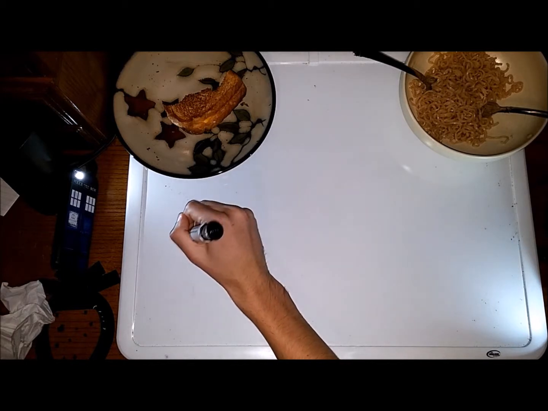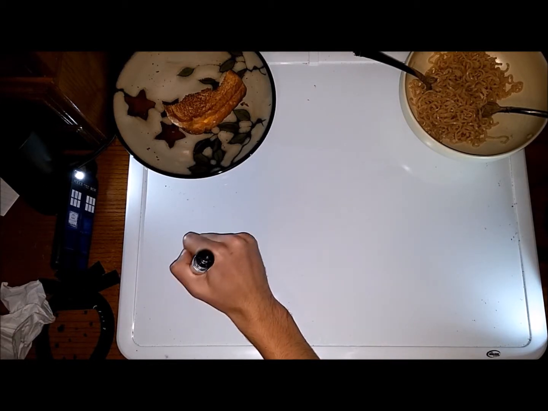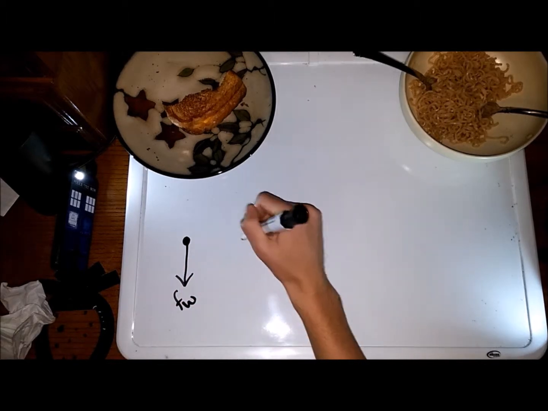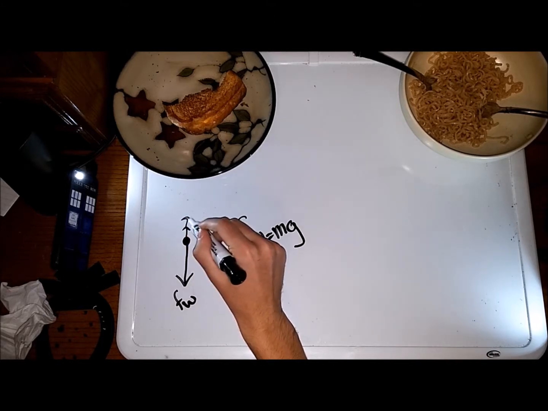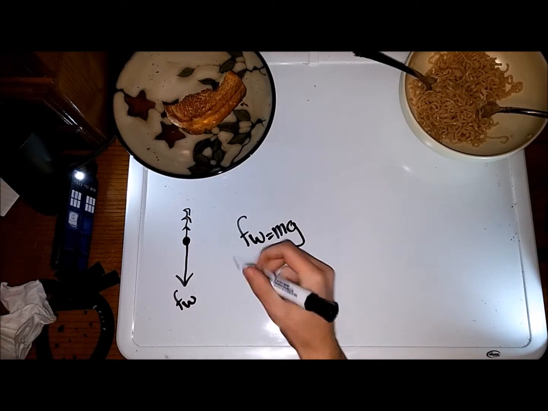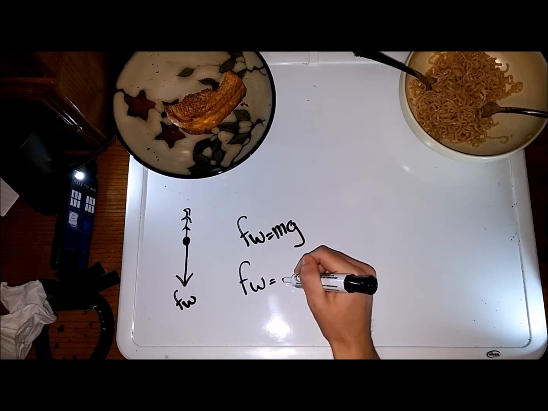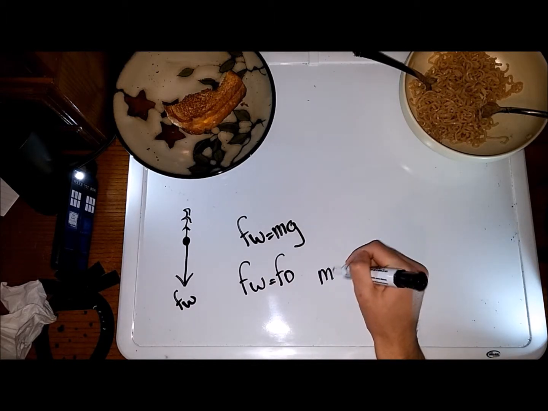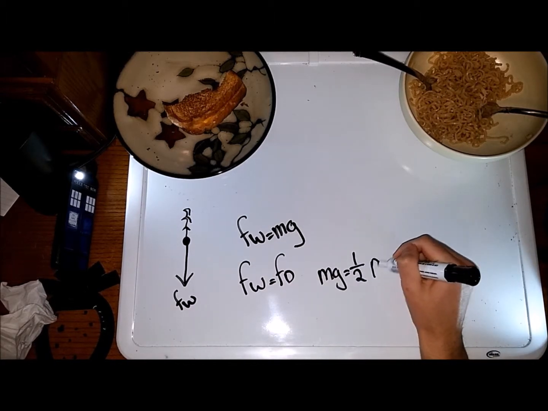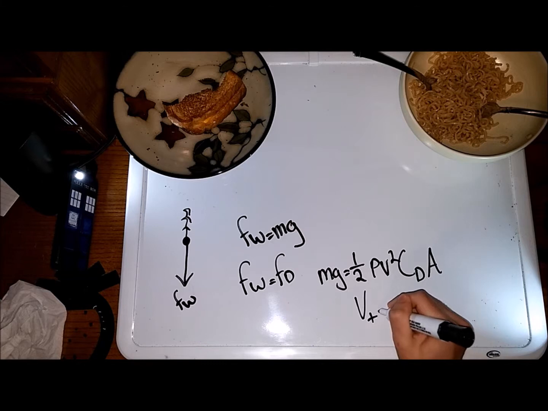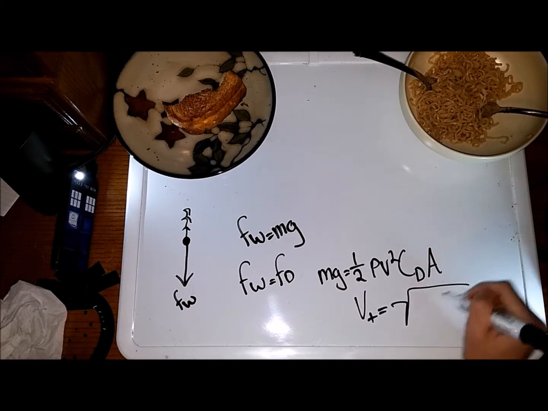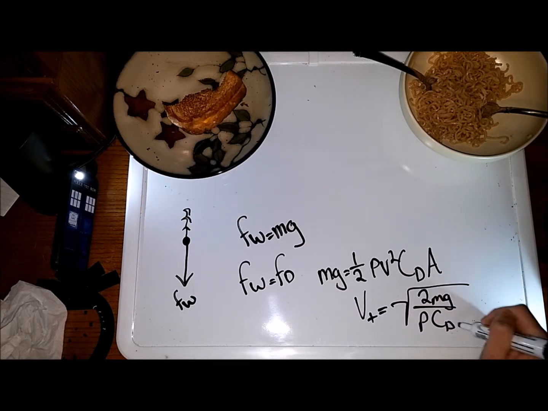When an object is being acted upon by only gravity, the free body diagram looks like this. And as it goes faster and faster, drag will be greater and greater until eventually they are equal. Force of weight equals force of drag. So, mass times gravity equals 1/2 rho velocity squared coefficient of drag area. So, terminal velocity equals the square root of 2 mass times the acceleration due to gravity over rho coefficient of drag times area.